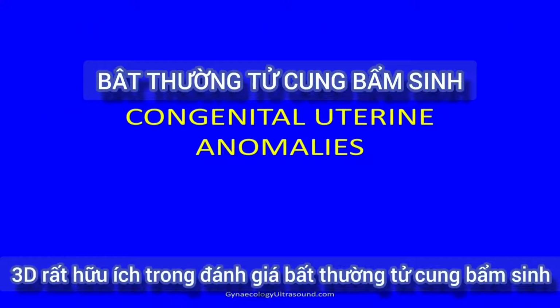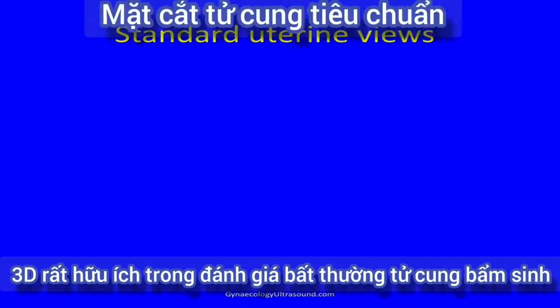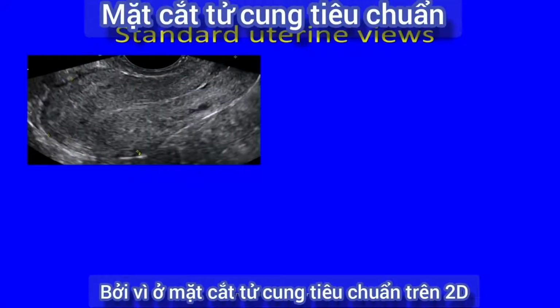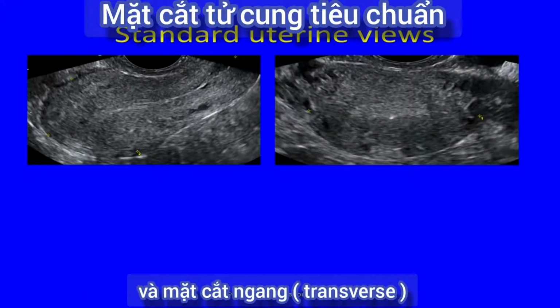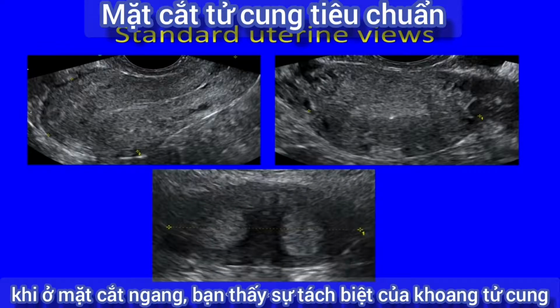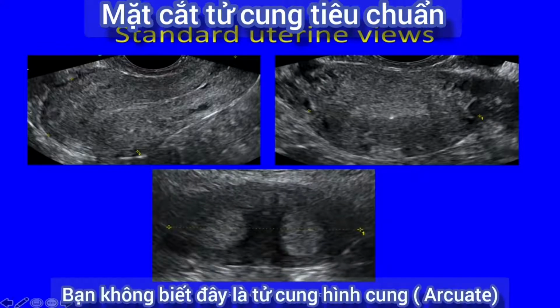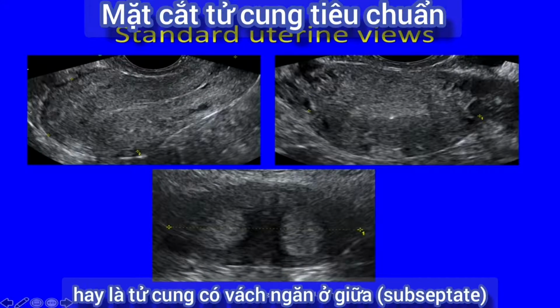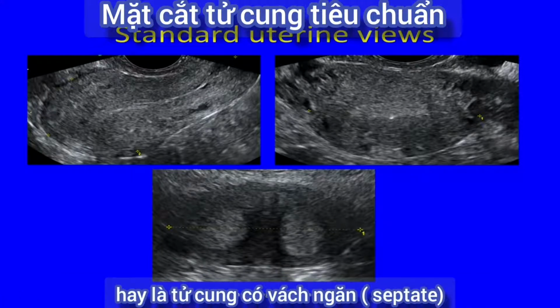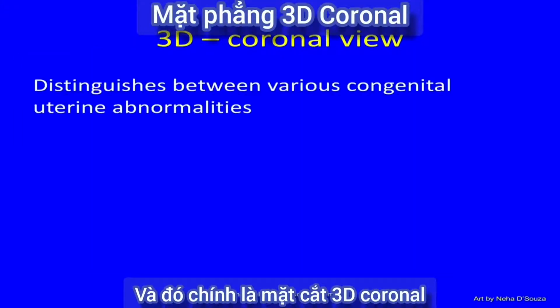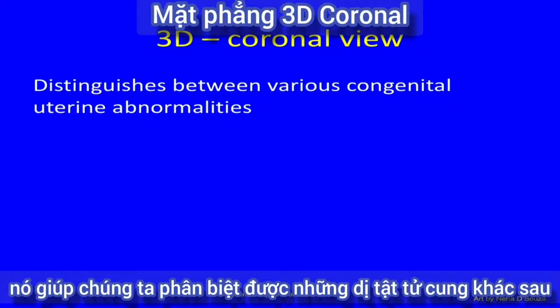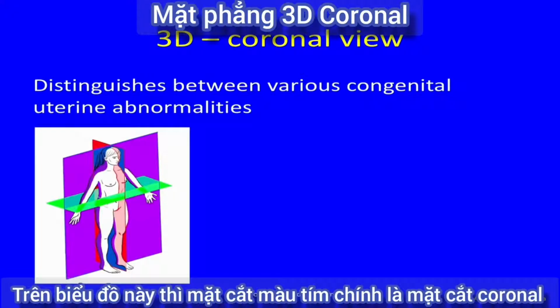3D is very useful in the diagnosis of a uterine anomaly, and that's because in the standard 2D uterine views you get the longitudinal plane and the transverse plane. But when in the transverse plane you see a separation of the endometrial cavity near the fundus, you don't know whether this is an arcuate uterus or a subseptate uterus or a septate uterus, so you need to get a different plane. And that's the coronal plane, and this helps to distinguish between the different abnormalities. And in this diagram, the plane shown in purple is the coronal plane.